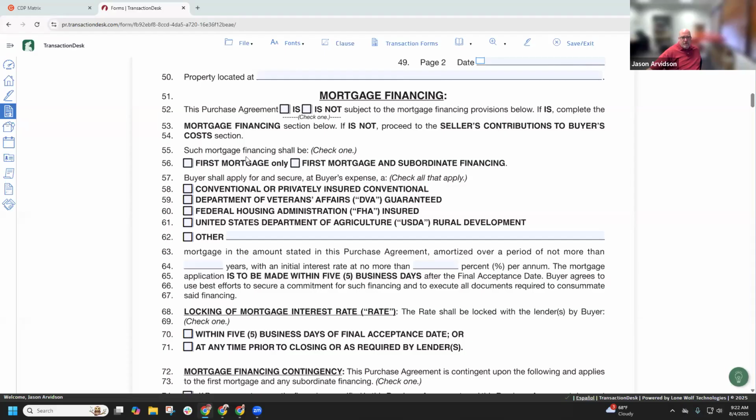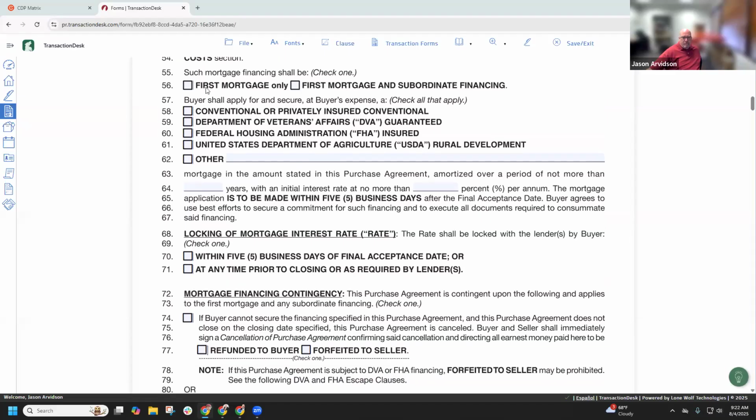This section here, first mortgage or first mortgage and financing, first mortgage is usually pretty normal for that one, unless there's additional money that's coming through. You need to check the type of loan: conventional, VA, FHA, or USDA, or a third type. That's information you should be able to get fairly quickly from their lender.